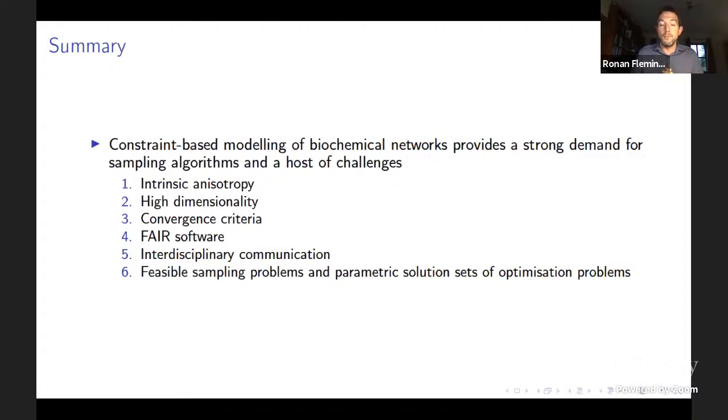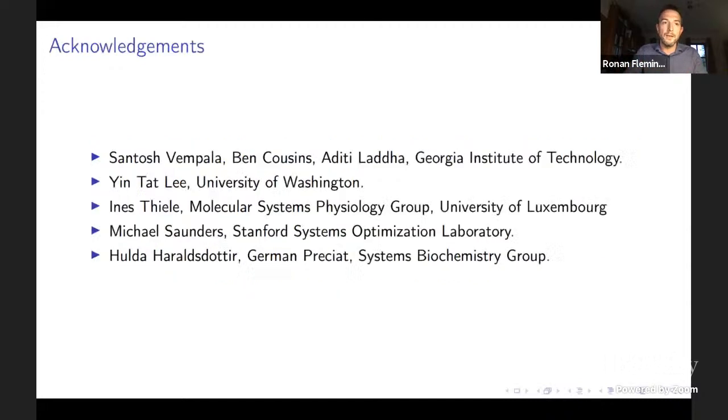There needs to be hopefully more communication between the computer science and the mathematical optimization community, because I think in parts they're running in parallel at the moment, and they could be learning more from each other. And then this sort of more general question I have about considering feasible sampling problems and parametric solution sets of optimization problems, like what the relationships are between those.